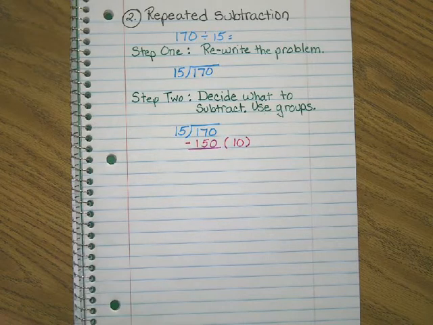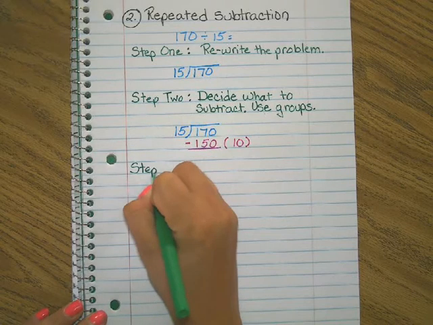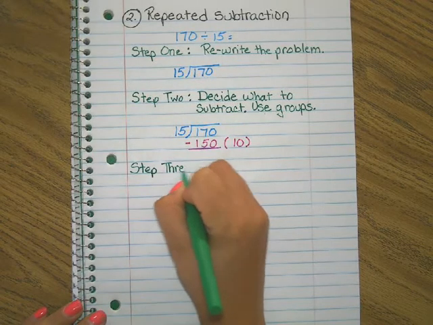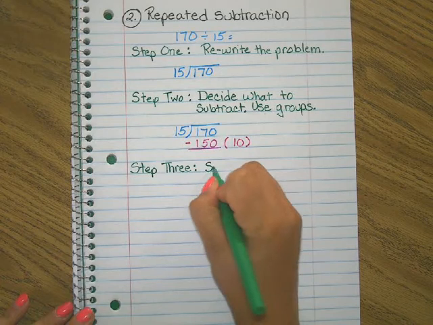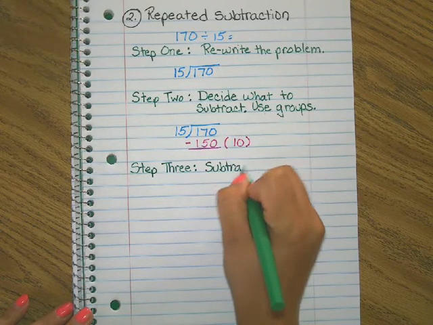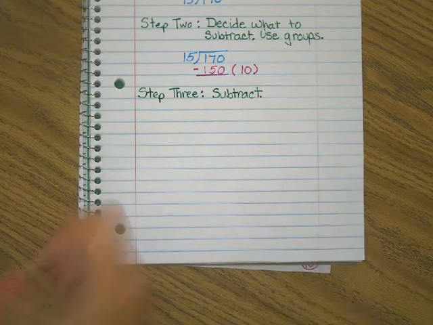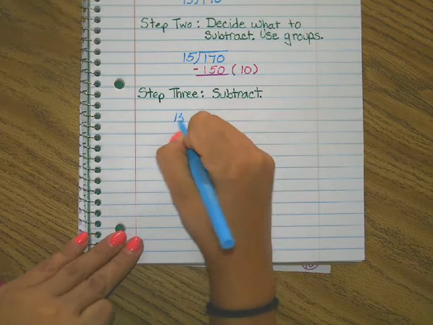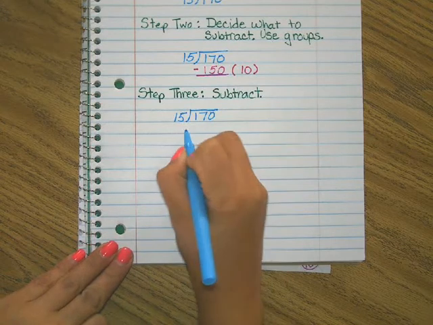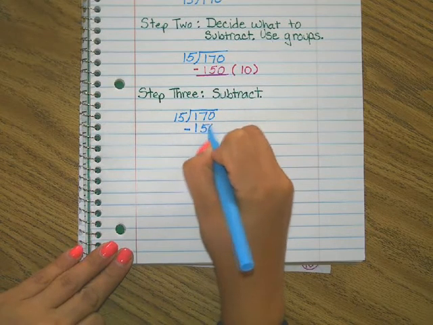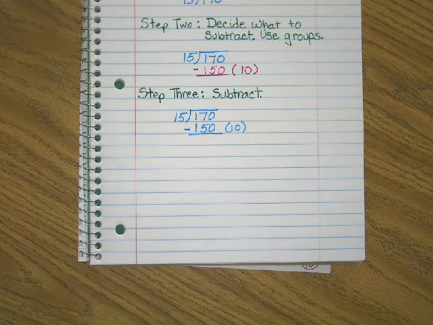Alright, so step 3, subtract. So I'm going to rewrite divisor 15, knocking on the door to the dividend, 170. Then we said minus 150, and we put 10 in parentheses, right? 170 minus 150. Blake? 20. 20. That's easy to do in your head, right? Okay. We're ready for step 4.